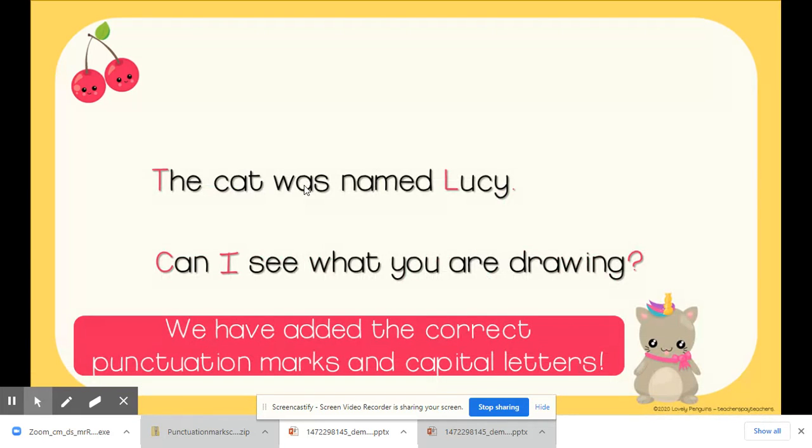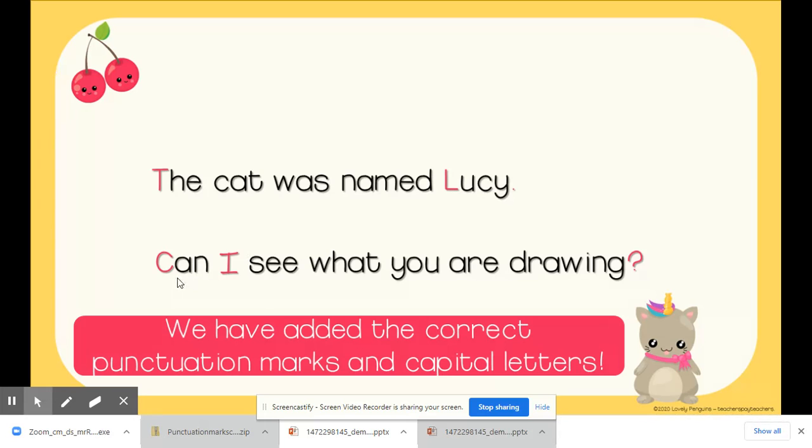So for example, when I look at this sentence here, I see the cat was named Lucy. We see that the T in the word the is pink because it is the beginning of the sentence. So we make that a capital T. A capital T has a special look to it. And just like the capital L in Lucy has a special look to it. And Lucy is a name, so we put a capital with it.